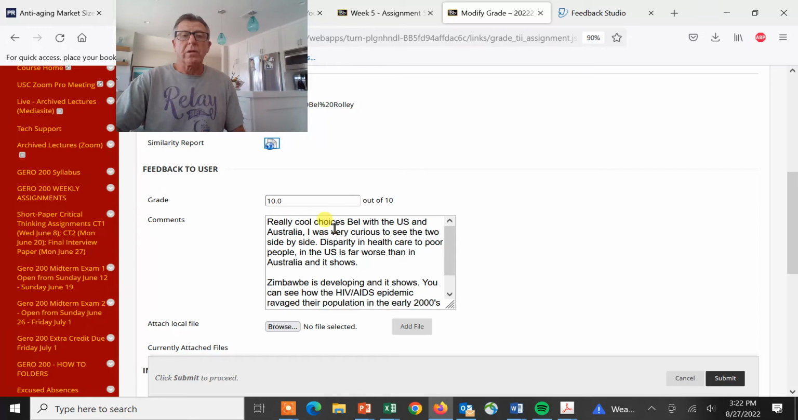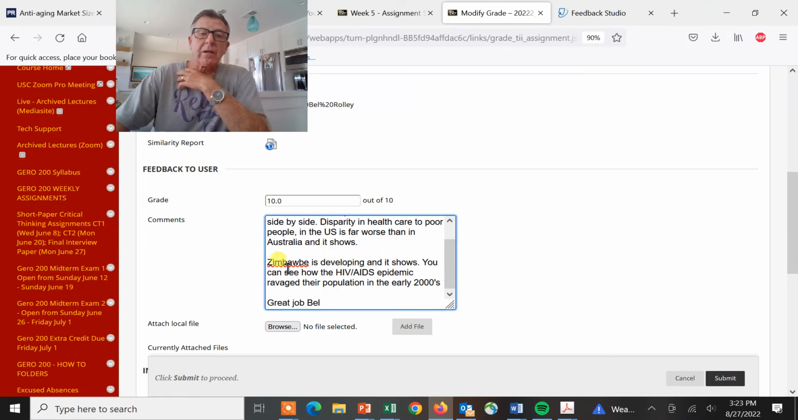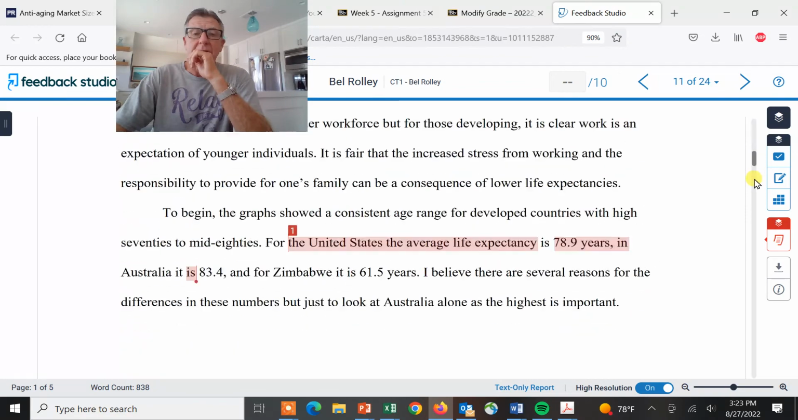I said really good. So you show them that you read it. Good choices, Belle, with the U.S. and Australia. It was very good to see the two side by side. I said that the disparity in healthcare for poor people in the U.S. is far worse than it is in Australia, and it shows. Then she talked about Zimbabwe, and in terms of this assignment, you looked at birth rate, mortality rate, whatever the assignment was. Her choices in Zimbabwe made it very clear that it was impacted by the HIV epidemic.